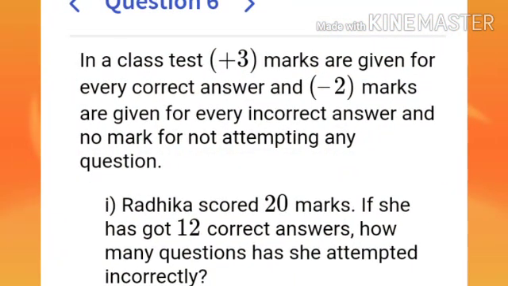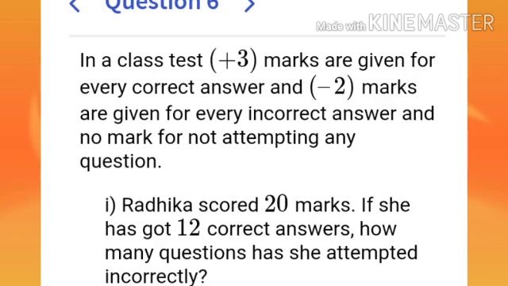Here is the sixth problem. In a class test, plus 3 marks are given for every correct answer and minus 2 marks are given for every incorrect answer, and no marks for not attempting any question. Subdivision 1: Radhika scored 20 marks. If she has got 12 correct answers, how many questions has she attempted incorrectly?